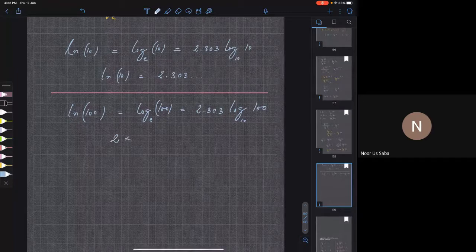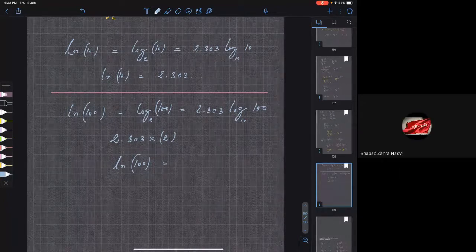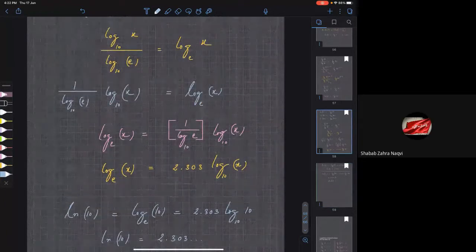So what is it? 2 into 2.303 into? What is log 100 to the base 10? It is 2. So what is the natural log of 100 equal to? Sir, why are we multiplying with 2.303? 4.606. We just proved it here, right?